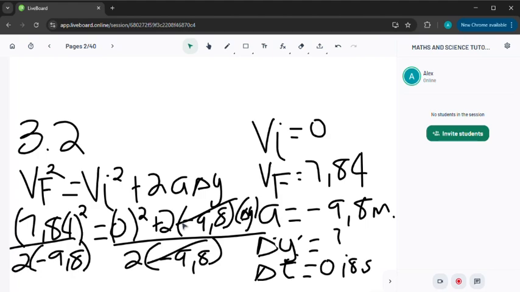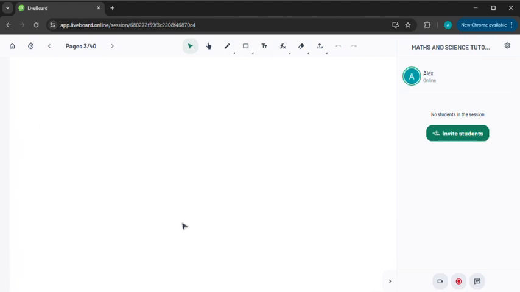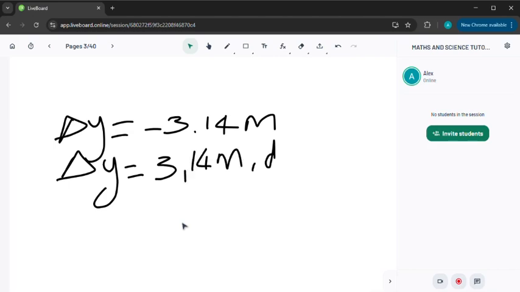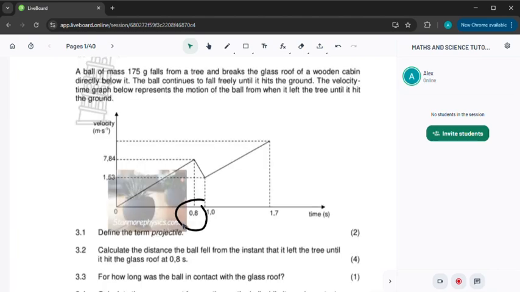So let's take our calculator. 7.84 squared divided by 2 into negative 9.8, that is equal to negative, so our delta y is negative 3.14 meters, but we cannot leave a negative answer, so delta y is equal to 3.14 meters downwards, right, downwards. That is 3.2.